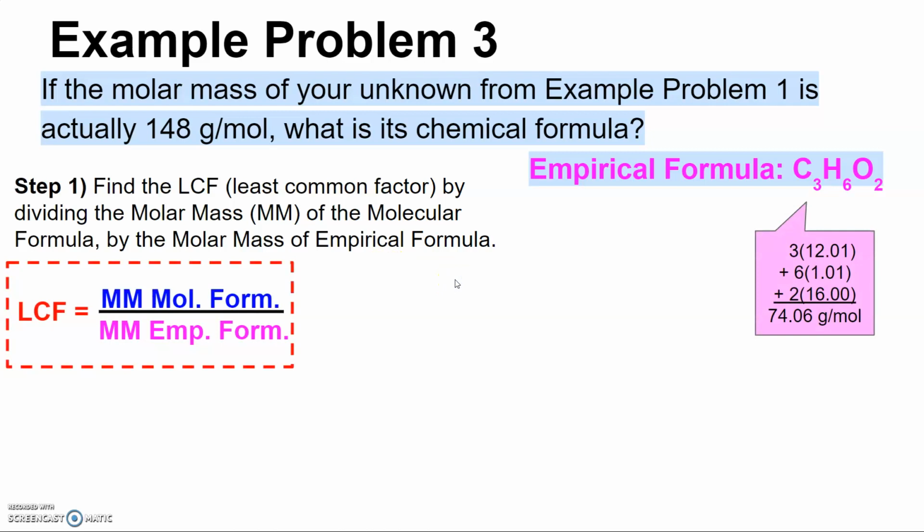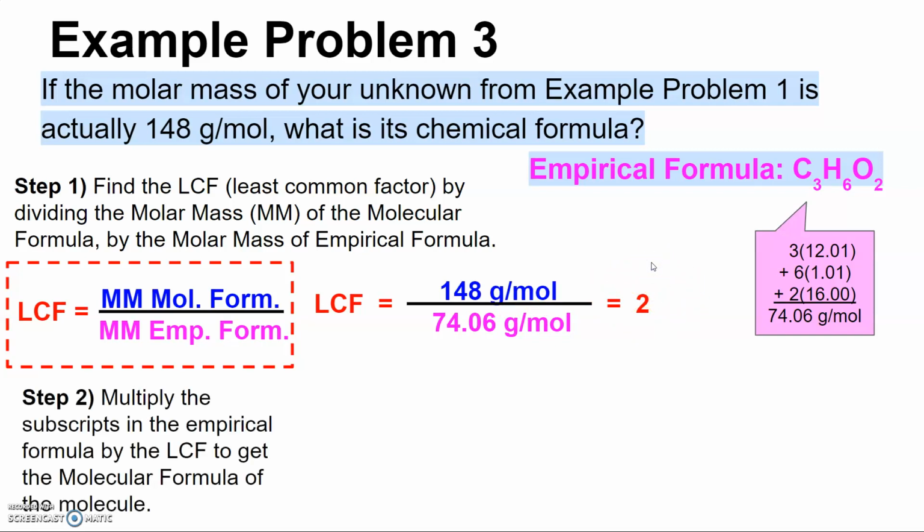The molar mass of the molecular formula is given to me, but I had to calculate the molar mass of the empirical formula by using the periodic table. And here's my work here. Now I'm going to take the 148 and divide it by the 74.06. And that gives me a least common factor of 2.